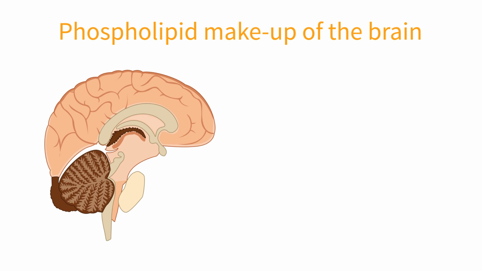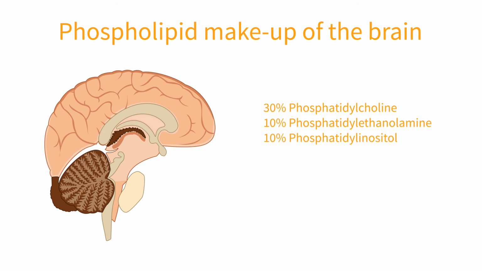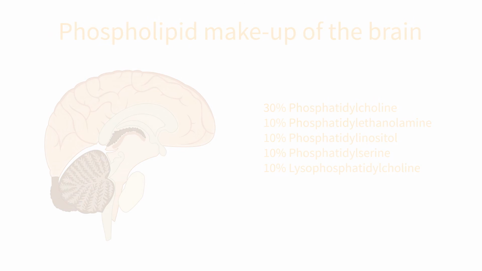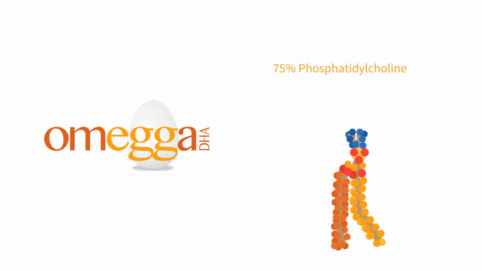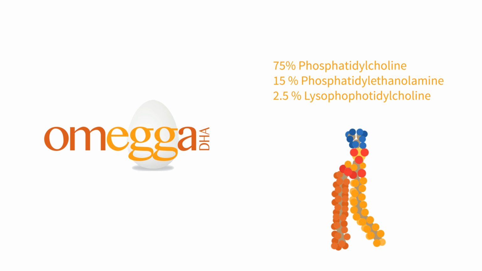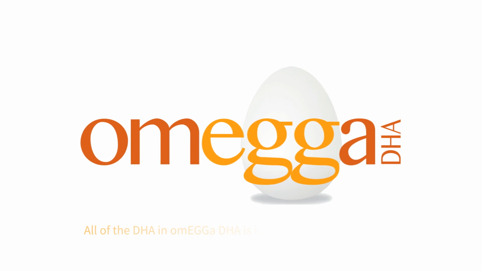The brain is made up of 30% phosphatidylcholine, 10% phosphatidylethanolamine, 10% phosphatidylinositol, 10% phosphatidylserine, 10% lysophosphatidylcholine. omEGGa DHA is 75% phosphatidylcholine, 15% phosphatidylethanolamine, 2.5% lysophosphatidylcholine. All of the DHA in omEGGa DHA is in the phospholipid form.